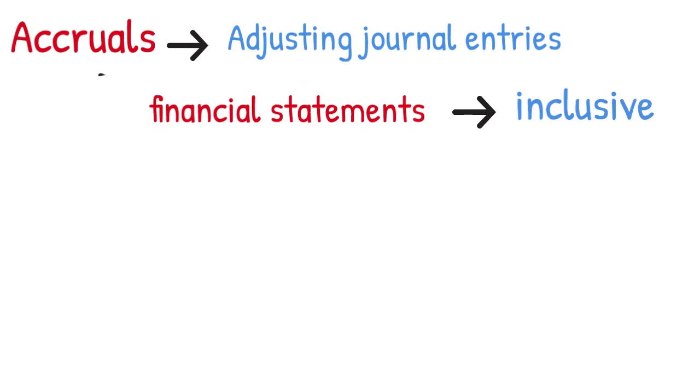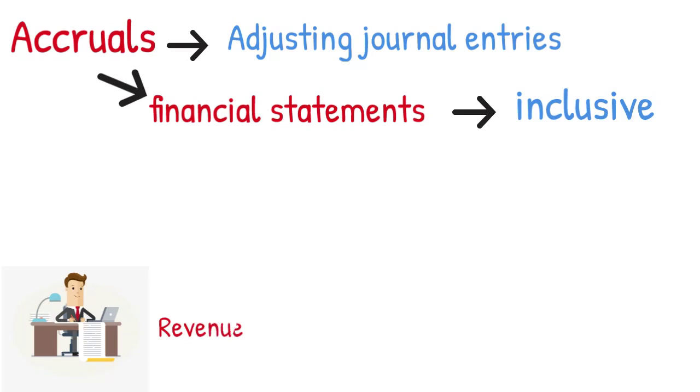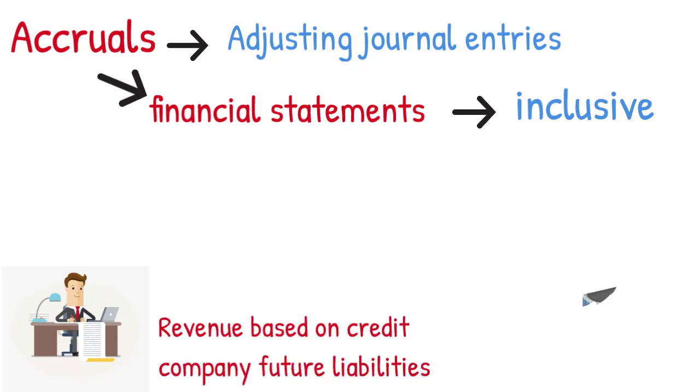The use of accrual accounts greatly improves the quality of information on financial statements. Before the use of accruals, accountants only recorded cash transactions. Unfortunately, cash transactions don't give information about other important business activities, such as revenue based on credit extended to customers or a company's future liabilities.